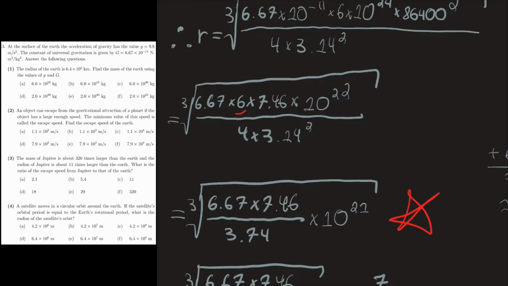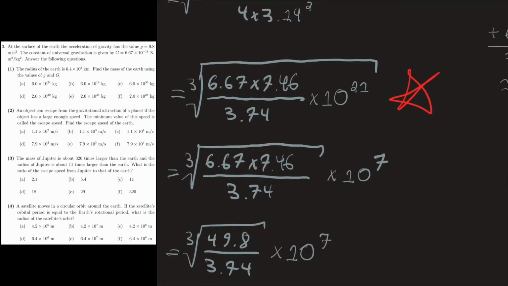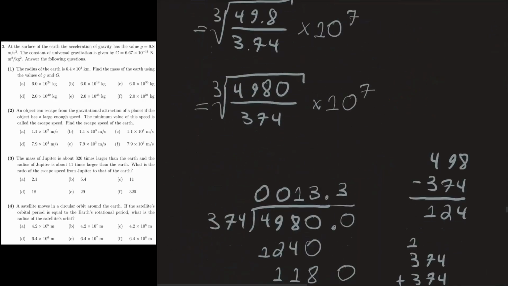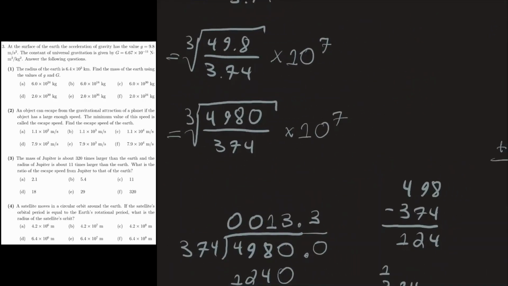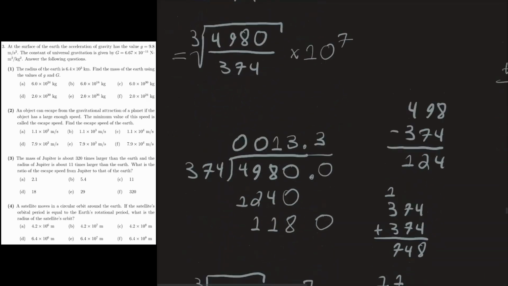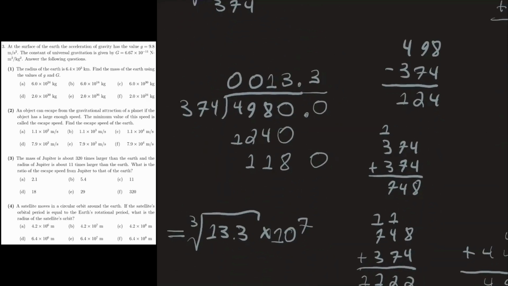But anyways, this time, since it's a square root, you want to get 10 to the power of a number divisible by 3, in this case 21. So we remove it from the square root and it becomes 10 to the power of 7. Then simplify this stuff inside the square root. So we get 4980 divided by 374. And here I finally had to do some long division because this fraction was a bit too difficult for me to figure out on my own.